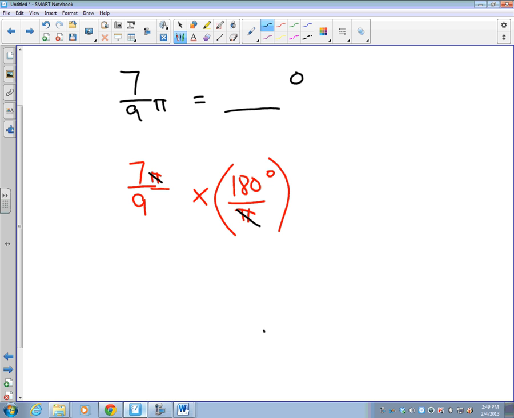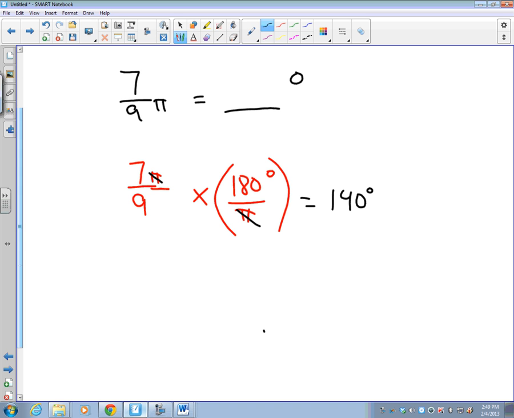180 divided by 9 is 20, right? It's like 18 divided by 9 with an extra 0. So this division would be 20, and then times 7 gives me 140 degrees. So you could do that without a calculator if you recognize that trick. If not, use your calculator. That's okay for now. Okay, everybody okay with that?